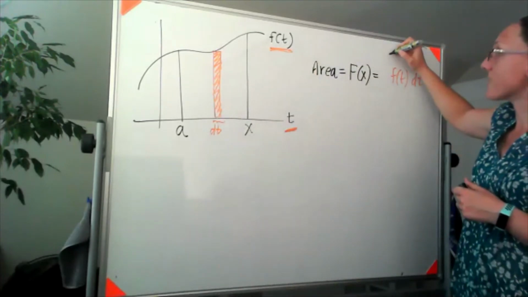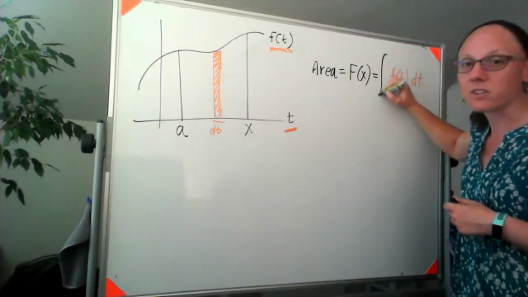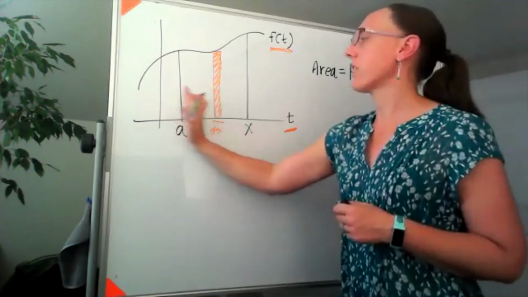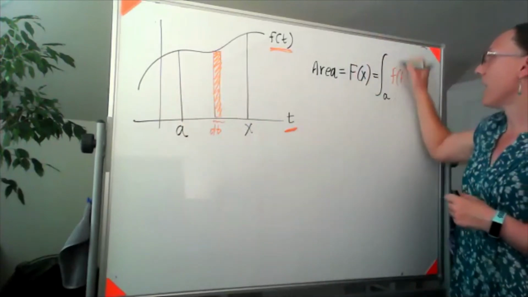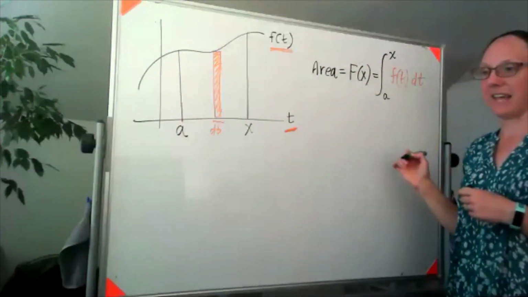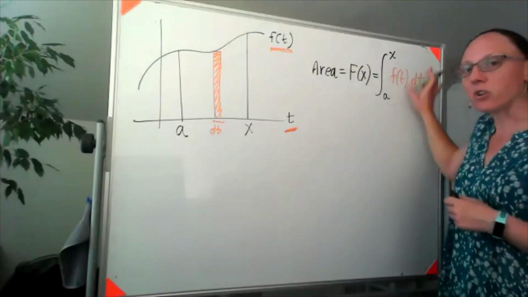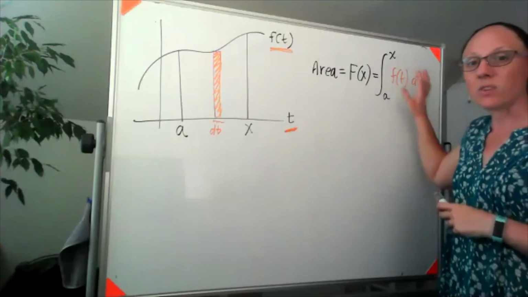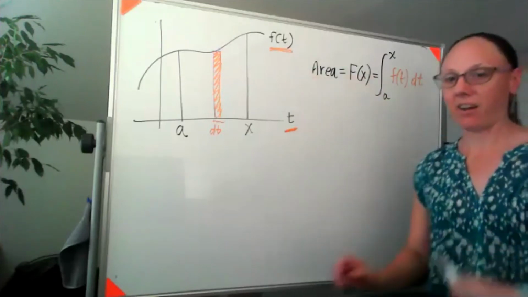An addition problem is also called a sum, and sum starts with s. And I would be adding these up as far to the left as a and as far to the right as x. So this is our notation for a definite integral. So this definite integral represents that area.